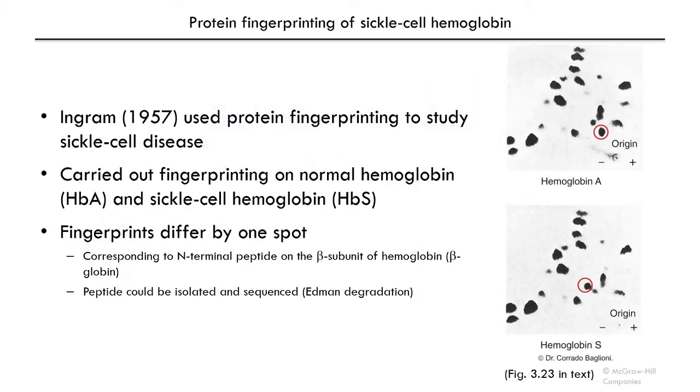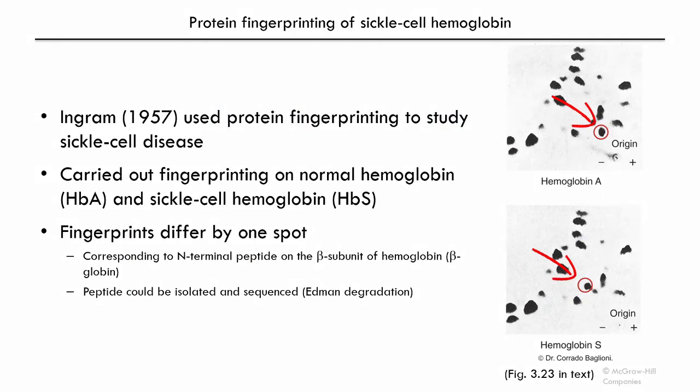The fingerprinting could be applied to normal hemoglobin and to the mutant hemoglobin from sickle cell anemia patients. So that's what Ingram and his colleagues did in 1957, performing a protein fingerprinting procedure to chop up the hemoglobin protein, normal or mutant, with a specific protease, and then to separate the peptides. Each of the peptides can be seen on these so-called fingerprints as distinct spots. Each spot corresponds to a different peptide fragment, and they saw that the fingerprints of the normal and mutant hemoglobin differed by 1 spot. You can spot the difference.